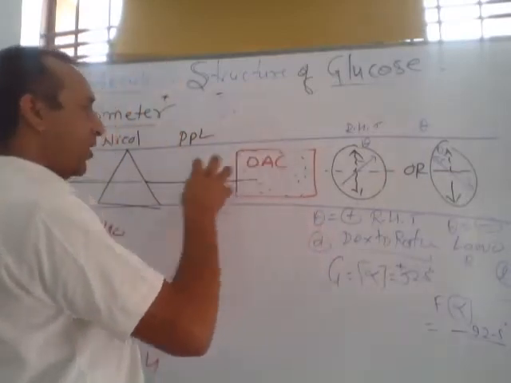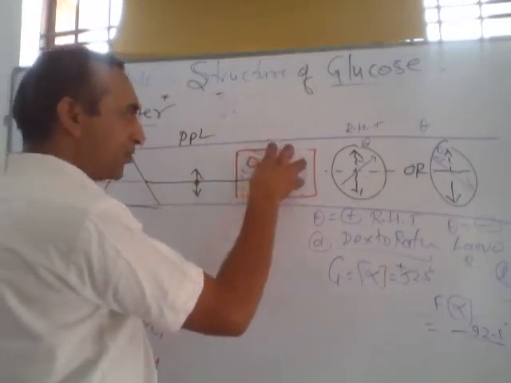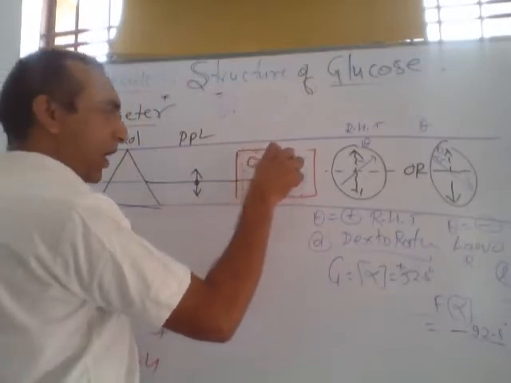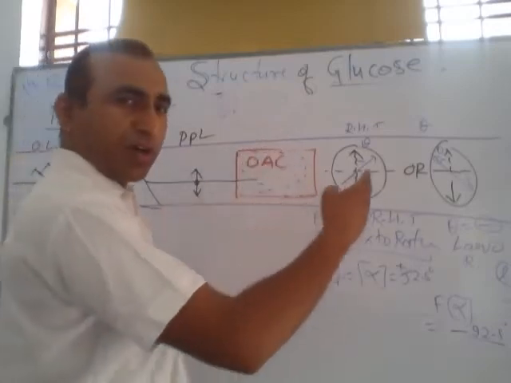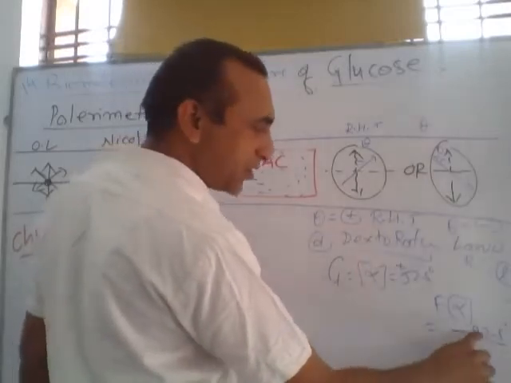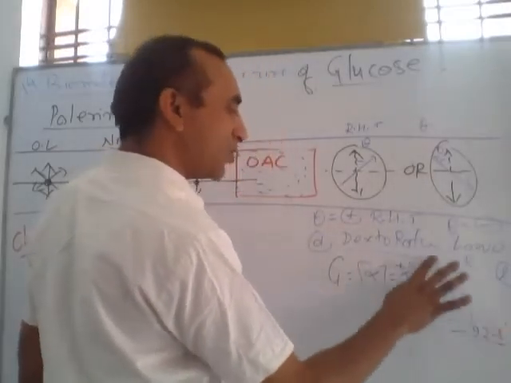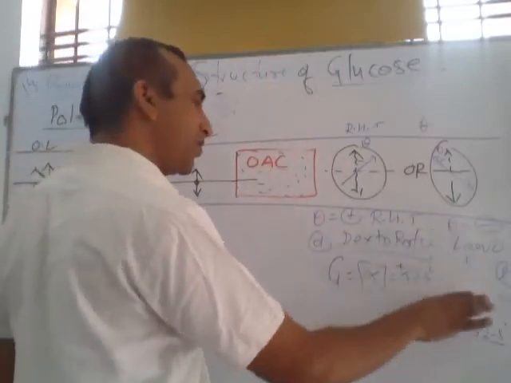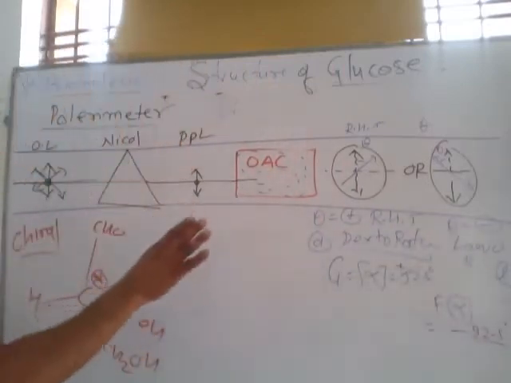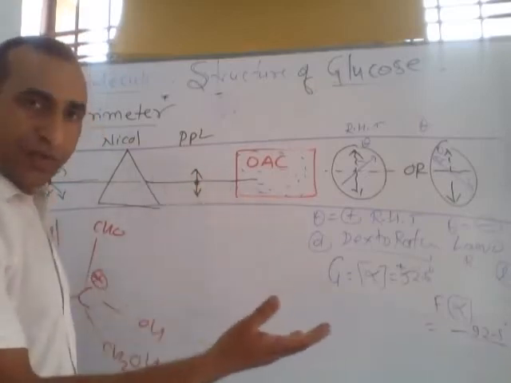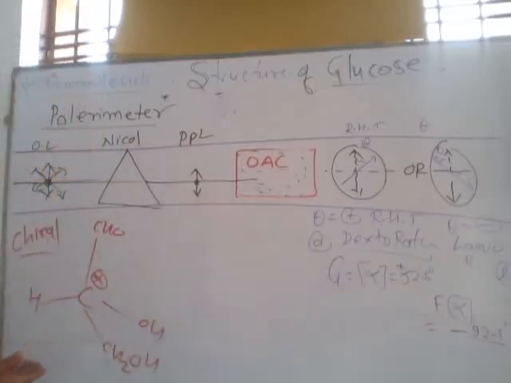If we use fructose, the vibration of PPL is rotated toward the left hand side by this angle, minus 92.5 degrees. So fructose is called a levorotatory compound. Its nature is levorotatory, which means the behavior of fructose and glucose with PPL is different. We can represent this in this form.